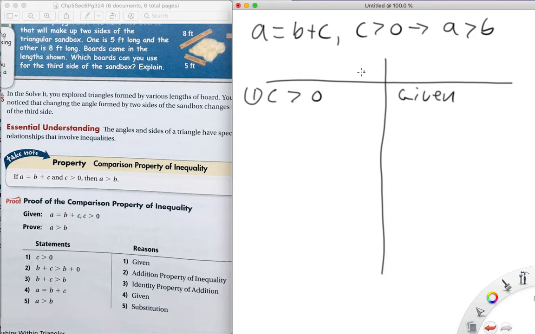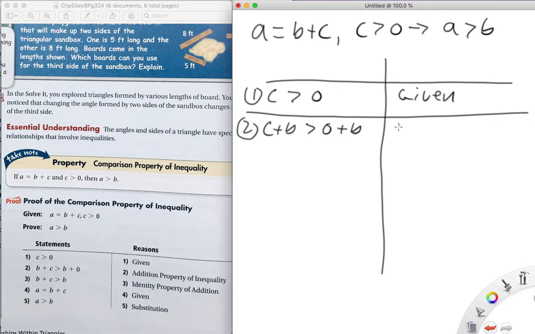If I was to add B on both sides, this is going to be C plus B greater than 0 plus B. I'm adding B to both sides. Alright? So C plus B is greater than 0 plus B. Adding B to both sides, this is the addition property of inequality because we're dealing with the inequality symbol.